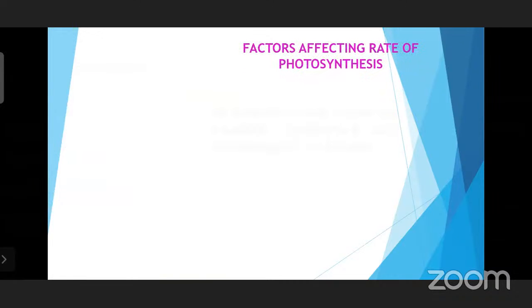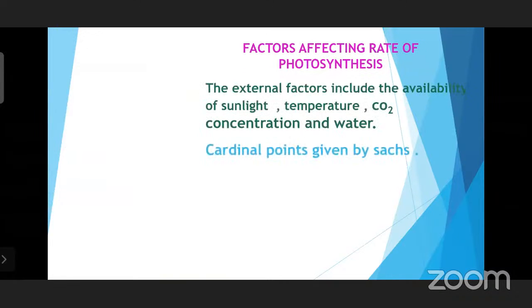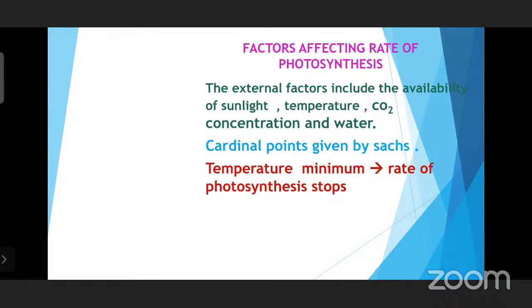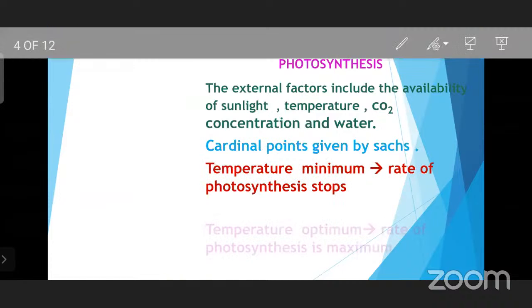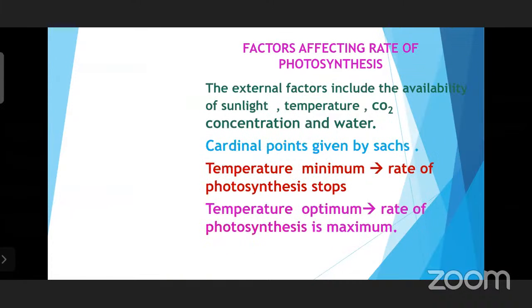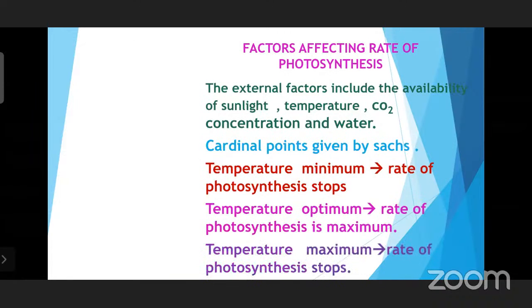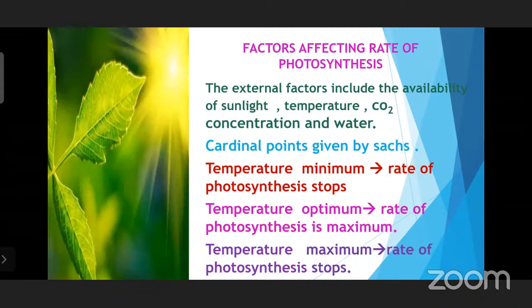External factors are also there, like sunlight, temperature, carbon dioxide, and water. So the cardinal points of temperature were given by Sachs. You can see temperature must be optimum. If temperature is optimum, the rate of photosynthesis is maximum. Otherwise, if it is at minimum or maximum temperature, the rate of photosynthesis will stop, because enzyme activity is also involved in photosynthesis taking place, and sunlight is very important.